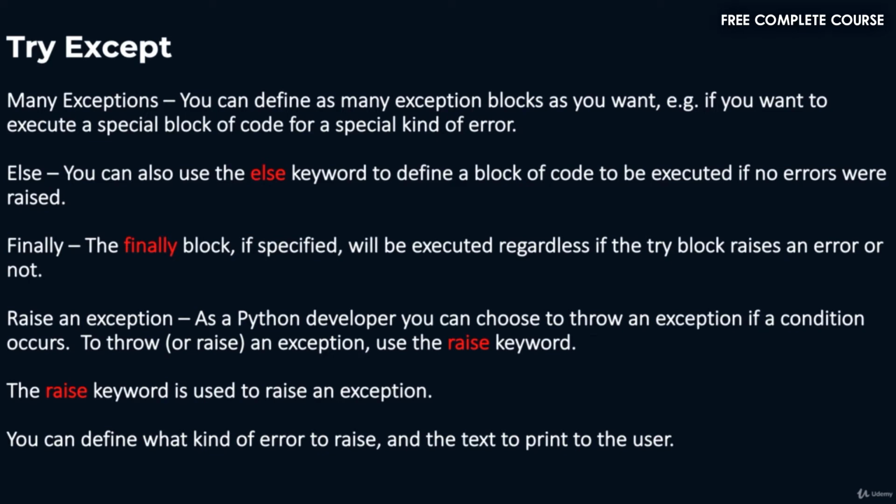As a Python developer, you can choose to throw an exception if a condition occurs. To throw or raise an exception, use the raise keyword. The raise keyword is used to raise an exception. You can define what kind of error to raise and the text to print to the user. So with that, let's jump into our notebook and take a look at try except.